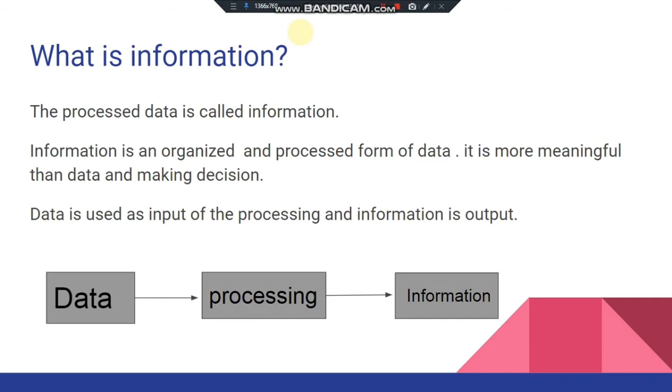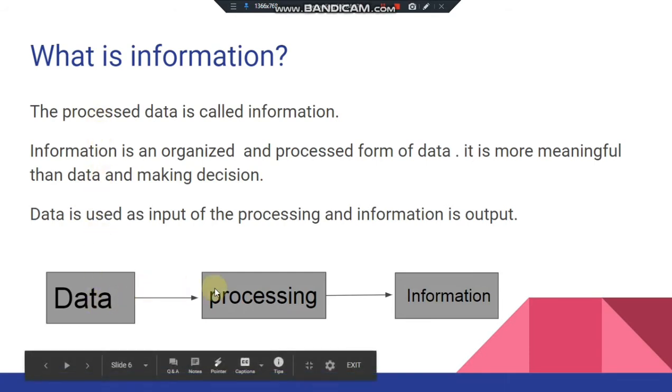So what is information? When we explain information, the differences between data and information will be clear. Processed data is called information. When data is processed, it becomes information. Information is the organized and processed form of data. It is more meaningful than data in making decisions. Data is used as an input of processing and information is the output. We process data and it becomes information.